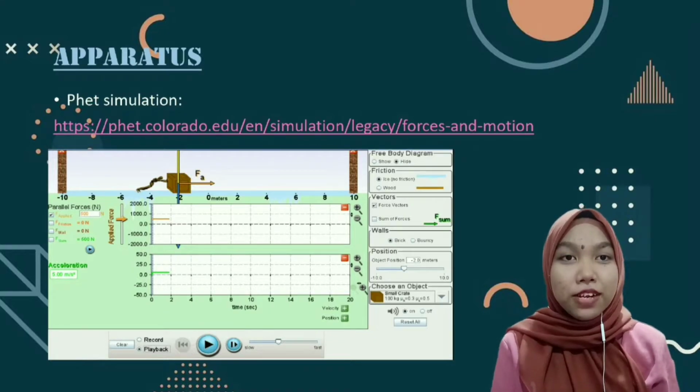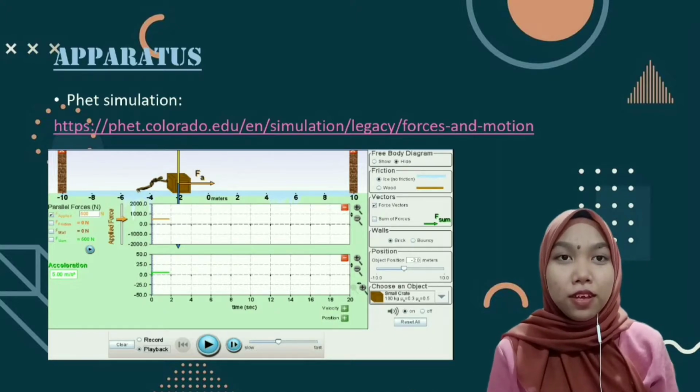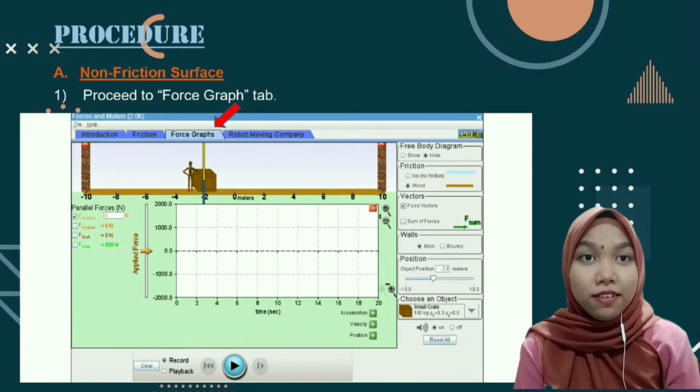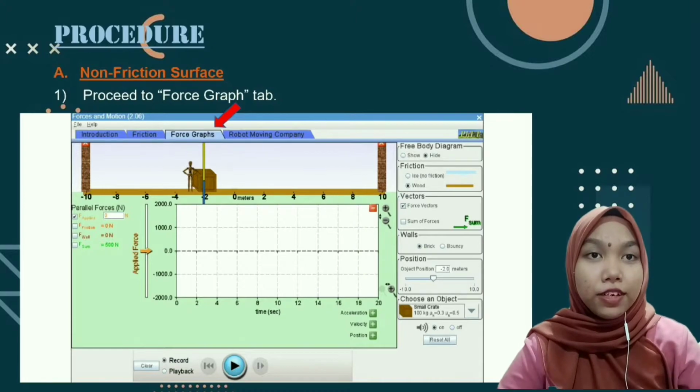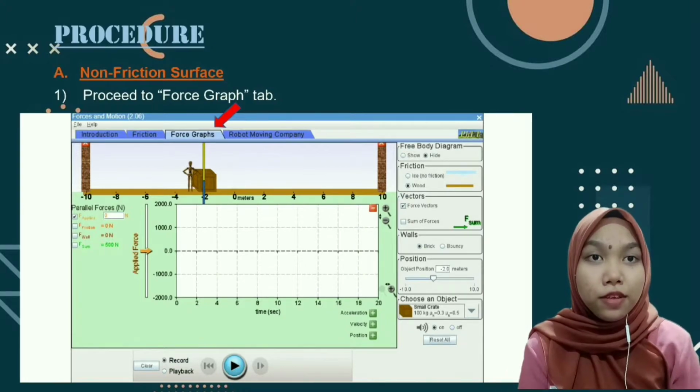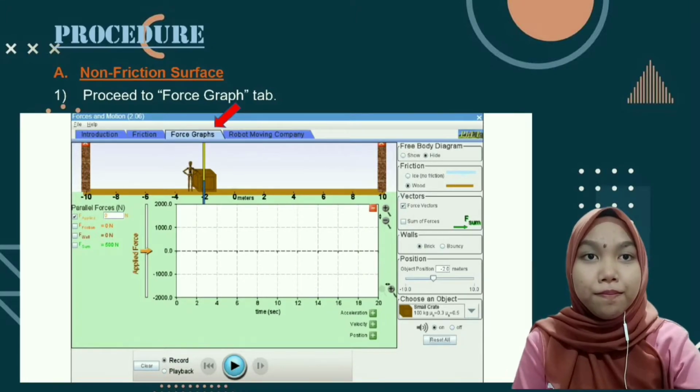Hi, my name is Fairuz Natasha binti Saudi. For my part, I will explain about the apparatus and also the procedure. So for the apparatus for this experiment, we use PhET simulation. Next, the procedure. For the non-friction surface, first, proceed to the force graph step.